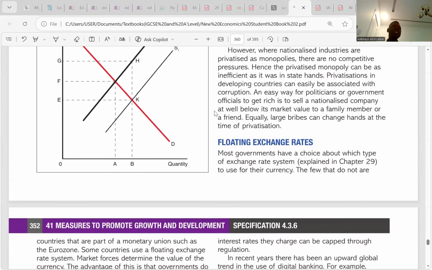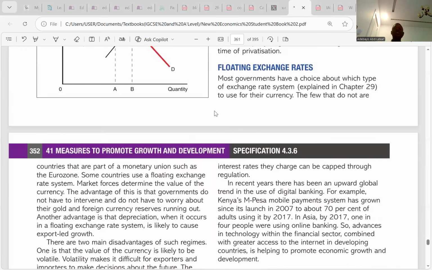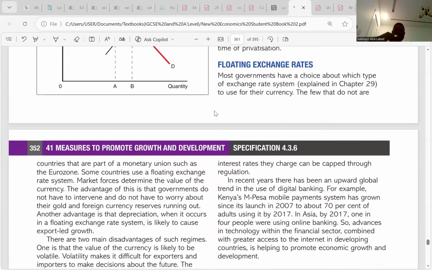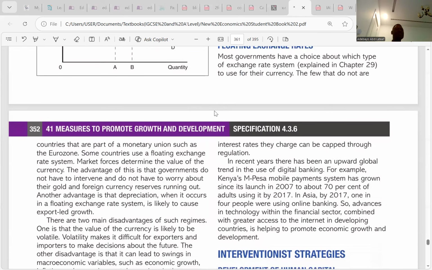So we have the floating exchange rate. Most governments have a choice about which type of exchange rate system to use for their currency. The few that do not are countries that are part of the monetary union, such as the Eurozone. Some countries use a floating exchange rate system. Market forces determine the value of the currency. The advantage of this is that governments do not have to intervene and not have to worry about their gold and foreign currency reserve running out. Another advantage is that depreciation, when it occurs in a floating exchange rate, is likely to cause export-led growth.